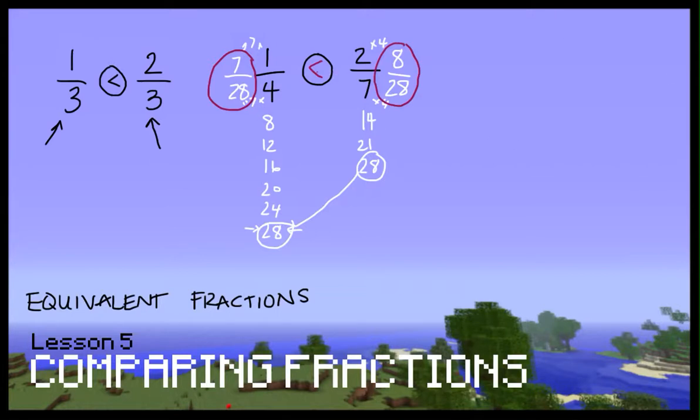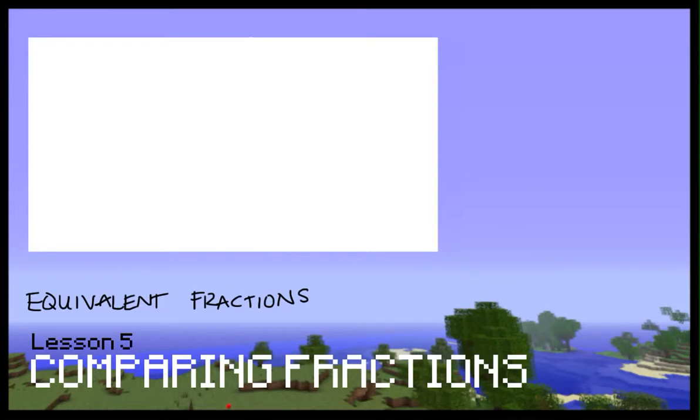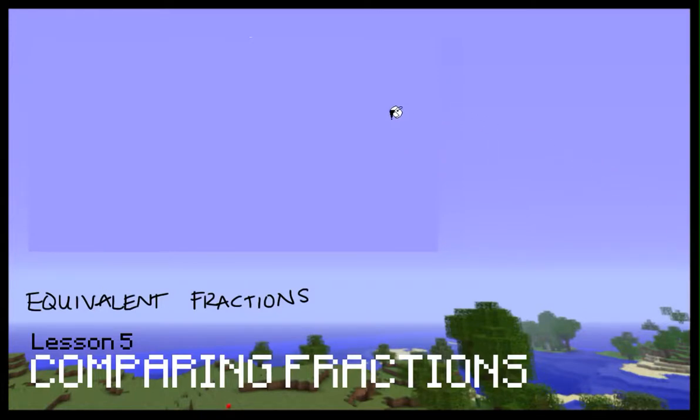Okay, let me see if I can attempt to erase all of that. My guess is I probably can't very easily, but let's see here. Oh, that sort of worked. Sorry, that's going to be a little bit ugly, but we'll go with it.